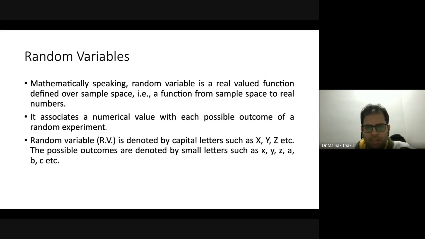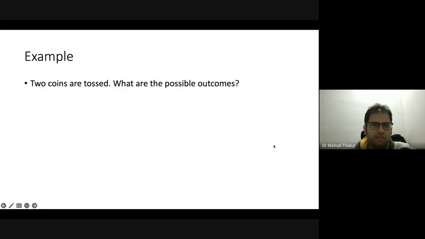So outcomes means, let's say, 1, 2, these numbers. These numbers are denoted by small letters. But the random variable X, capital X, random variable Y, capital Y, these are only for denoting random variables. Let's talk about one example.